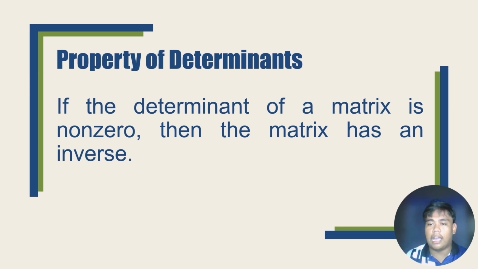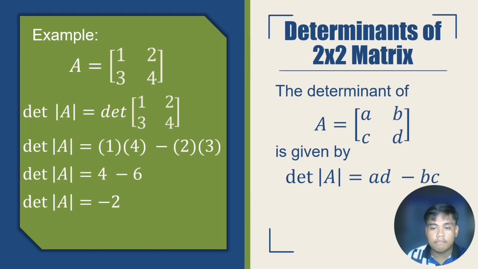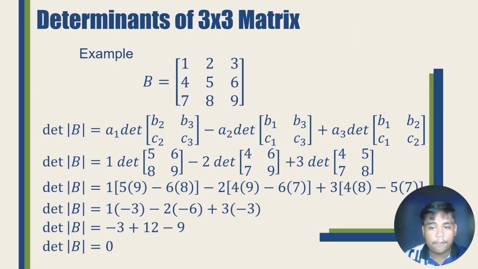So we will go back to our example earlier and determine if that matrix is invertible. From this example, a 2 by 2 matrix, we get a determinant of negative 2. So that means that this matrix has an inverse matrix and it is invertible. From this 3 by 3 matrix, we get its determinant of 0. So that means that this matrix is not invertible.